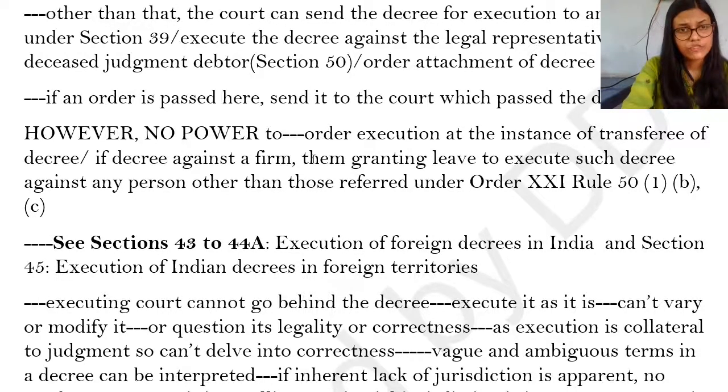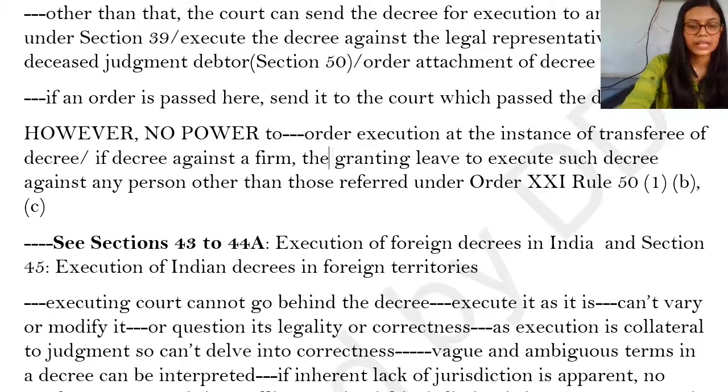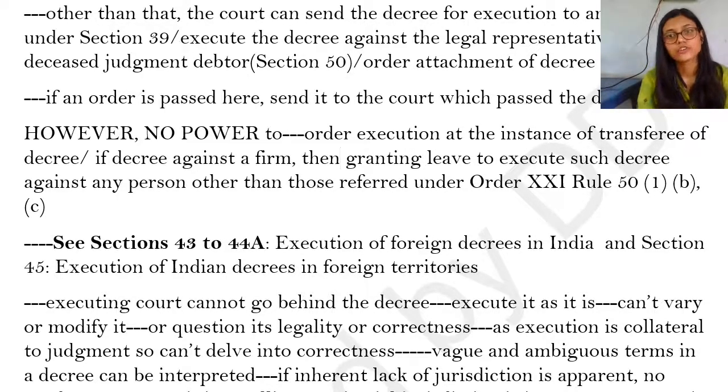Then granting leave to execute such a decree against any person other than those referred in Order 1, Rule 51 and C. So these are the two things that you need to remember. You can also see sections 43 and 44A, which is execution of foreign decrees in India, and then you can also see execution of Indian decrees in foreign territories, that is section 45.